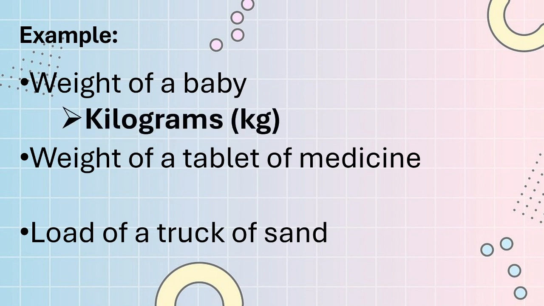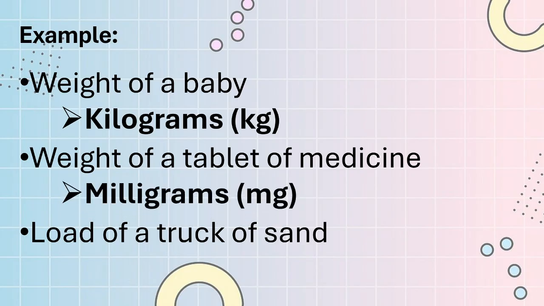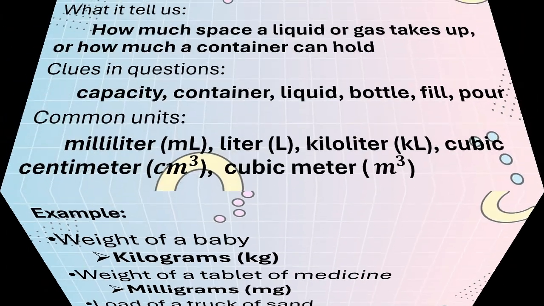Okay. Weight of a baby, automatically, we are using kilograms. Even us, humans, we are using kilograms. Weight of a tablet of medicine, since it is so small, it means you will be using smaller units. So, we have milligrams. And load of a truck of sand, we have tons. Since it is a bigger unit or bigger object.